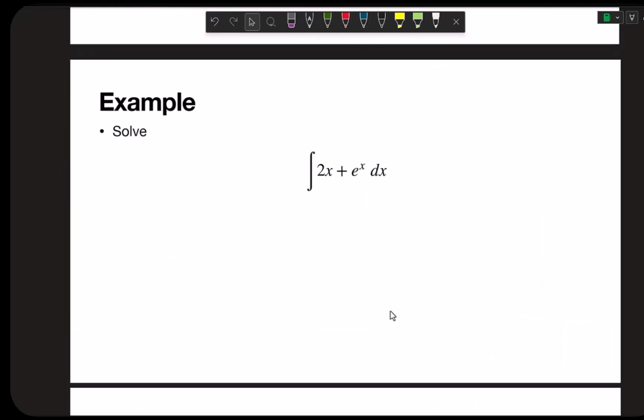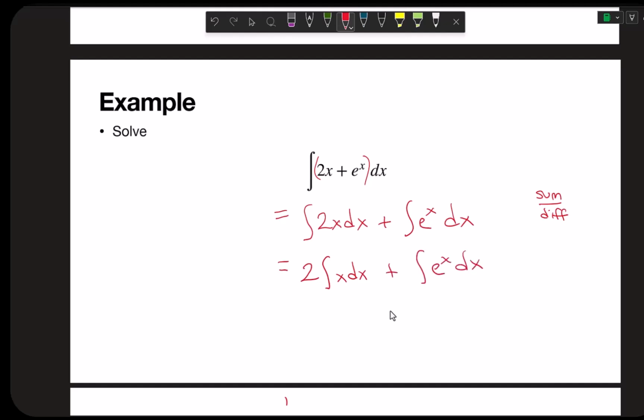Here, I'm going to use a couple of rules. First, I'm going to use the sum and difference. I can say this is equal to the integral of 2x dx. Now, this dx refers to both of these, plus the integral of e to the x dx. And this would be the sum and difference rule. Now, I can take the constant outside of the integral, and this is the constant rule.